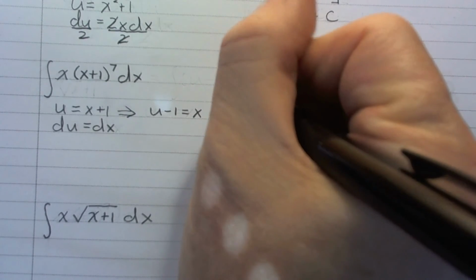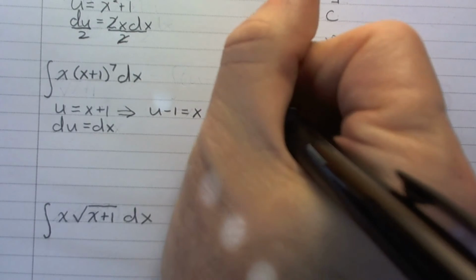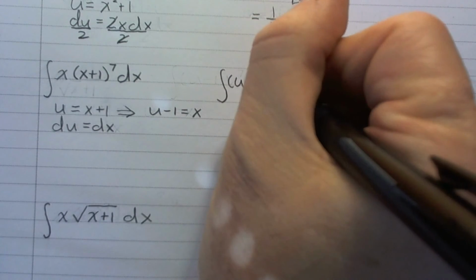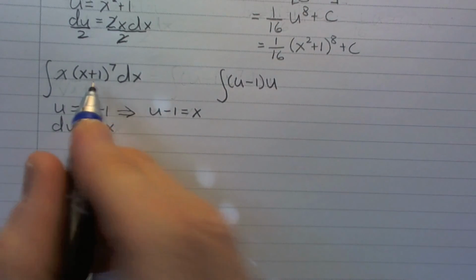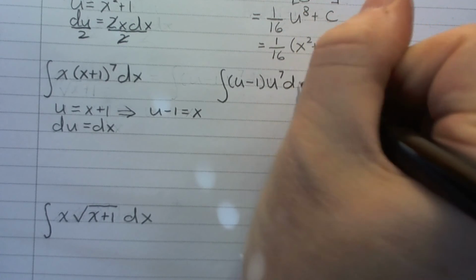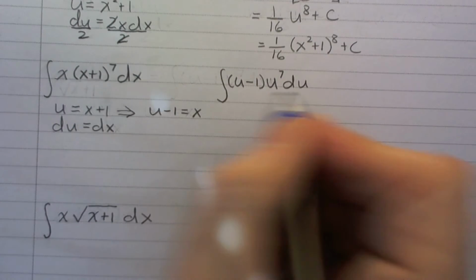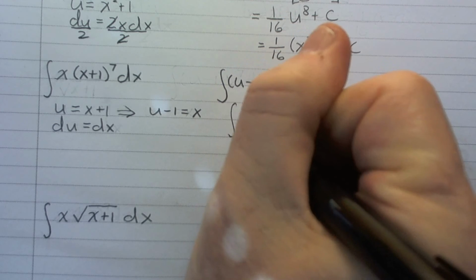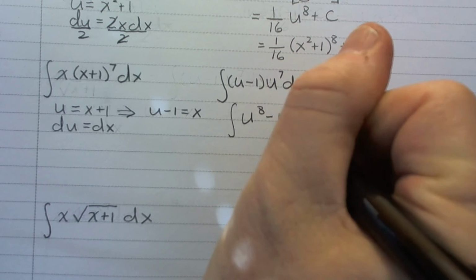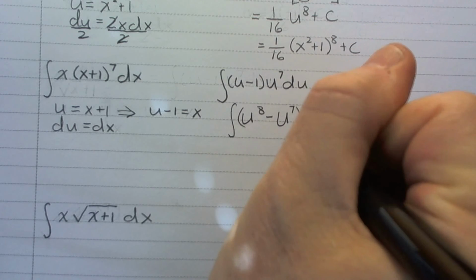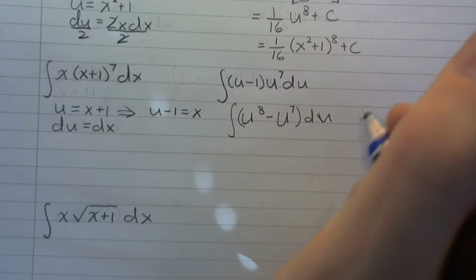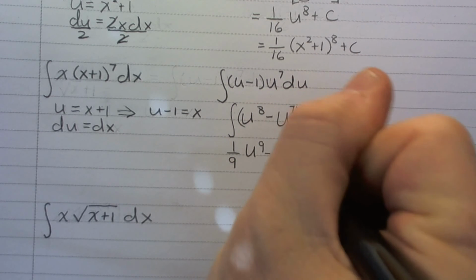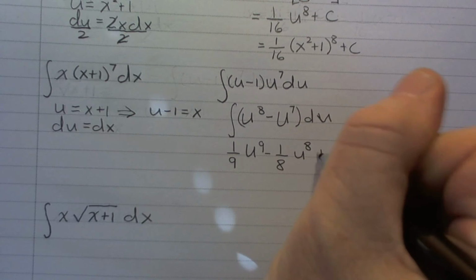Now let's see what we have. We have the integral of x, which is u minus 1, and then x plus 1, that's u to the 7th du. Oh, well, this is an integral that we can solve. So let me distribute the u to the 7th through, and I get u to the 8th minus u to the 7th. And this is easy for us, right? Because this is just going to be 1/9 u to the 9th minus 1/8 u to the 8th plus c.